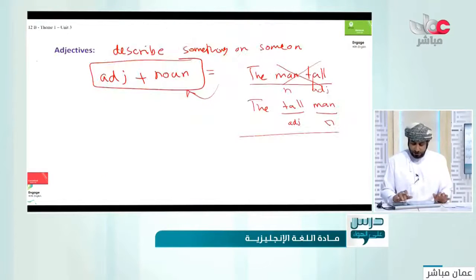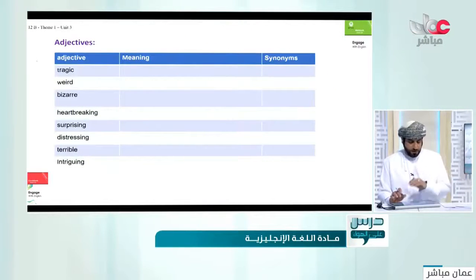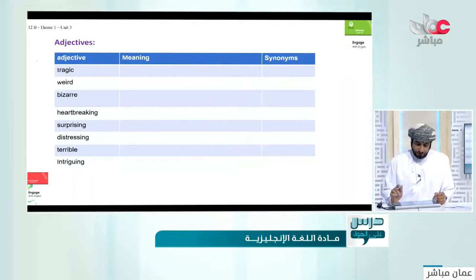I've prepared a table here, guys, before we move on. This is the table as you can see on the screen. Look, I list the adjectives, and the second column is titled meaning, and the third column is titled synonym. Why do you think I did that? This is one of the strategies that we can use to expand the amount of vocabulary that we have.